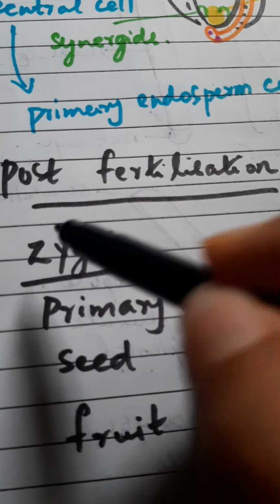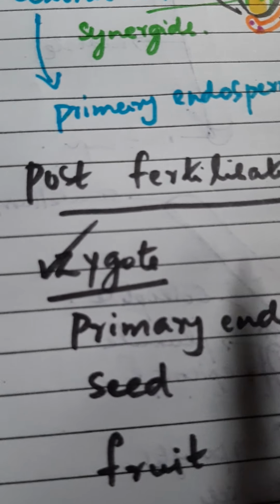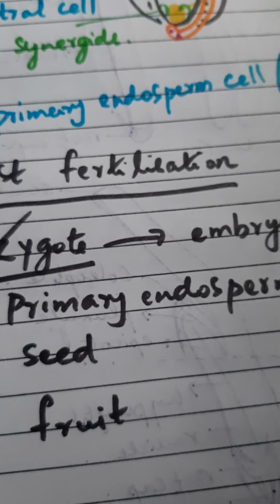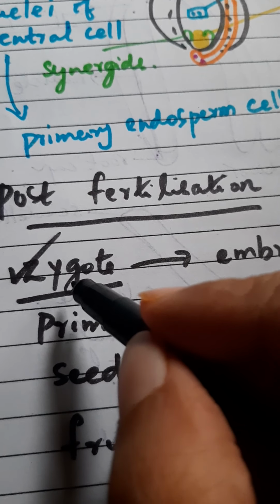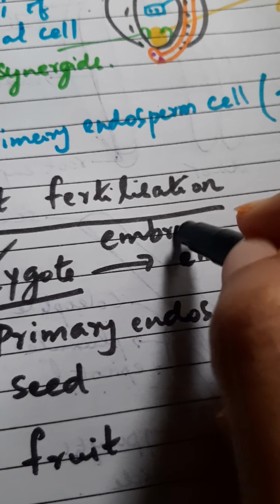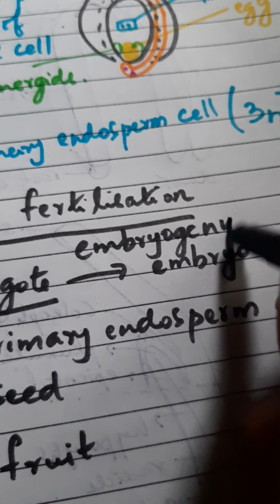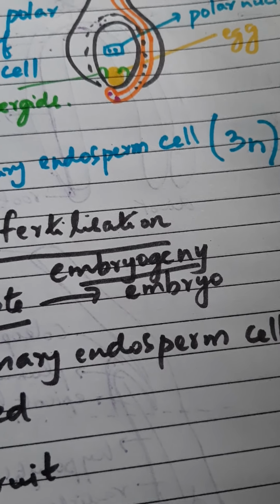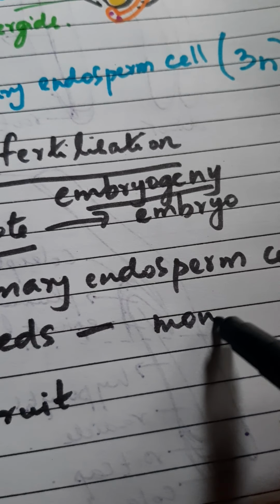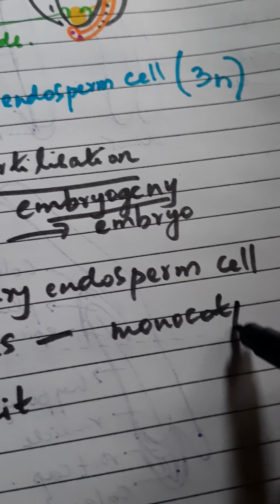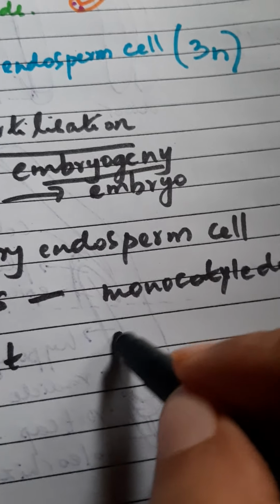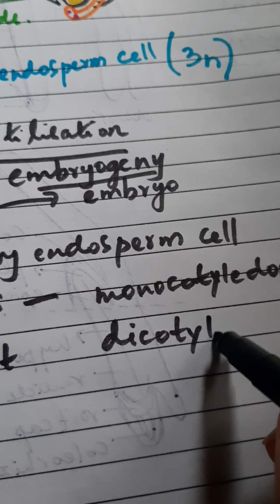We will start with the zygote. The zygote has to divide and develop into embryo. This process of division of zygote and differentiation into embryo is called embryogeny. Now there are two types of seeds. There is a monocot seed, that is monocotyledonous seed, and there are dicotyledonous seed.